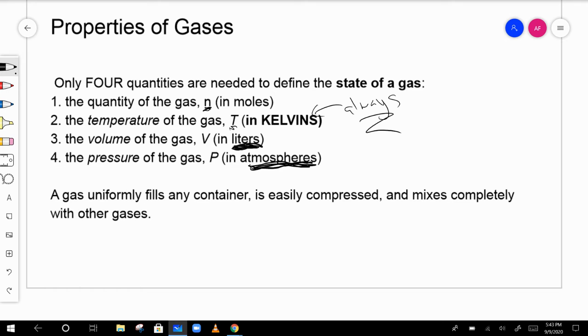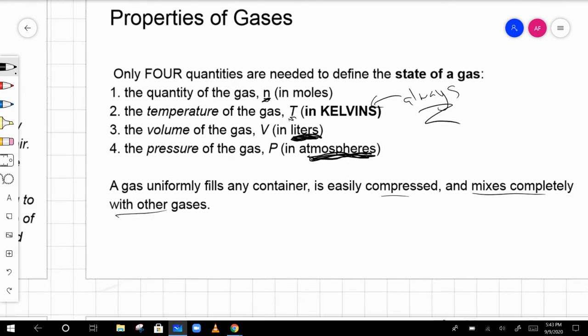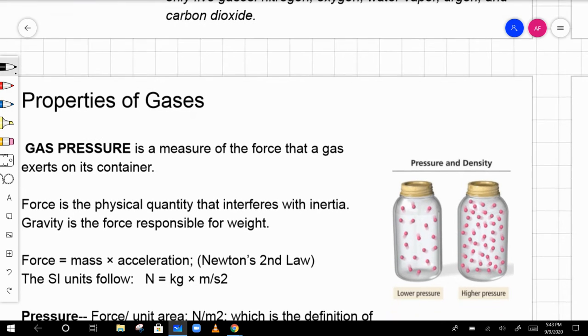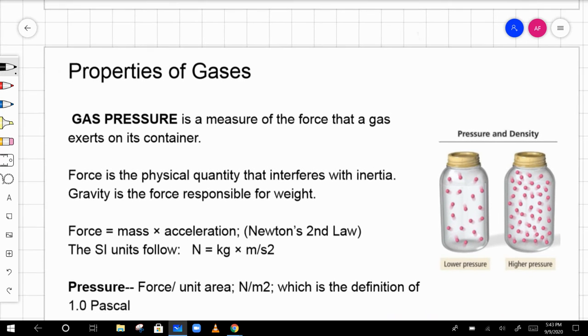A couple things to remember is that a gas uniformly fills any container. It can be compressed easily, and it mixes completely with other gases. So just keep those facts in mind as you go. Next, let's look at some properties here.